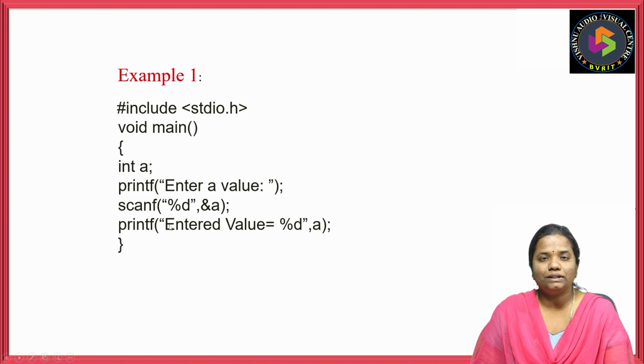After that, by using the printf statement, I am willing to print entered value equal to percentage d. So here this is the comment-like text. I am willing to print this text on the screen along with the a value.